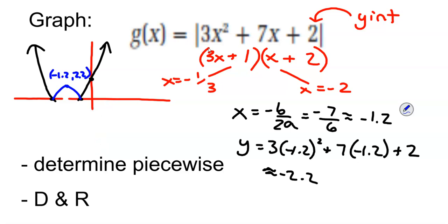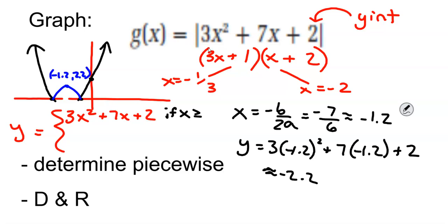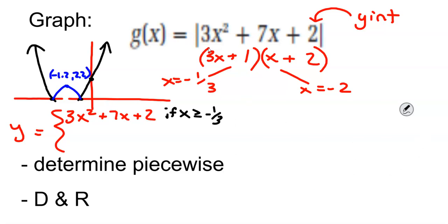Now we just need to create the piecewise. So when I look at the piecewise, I see that the original piece, so 3x squared plus 7x plus 2, is the black parts of the graph. So I'm going to say if x is greater than or equal to negative 1/3, sorry, because that is where this one value is. And then I'm going to say that it's also where x is less than or equal to negative 2, because that's where my other x-intercept is.